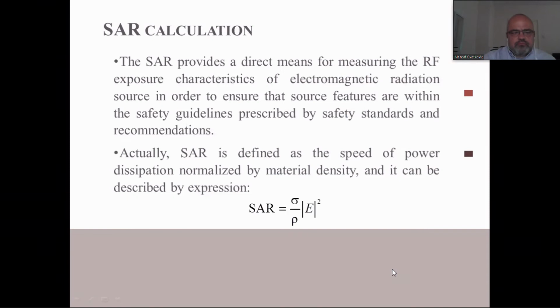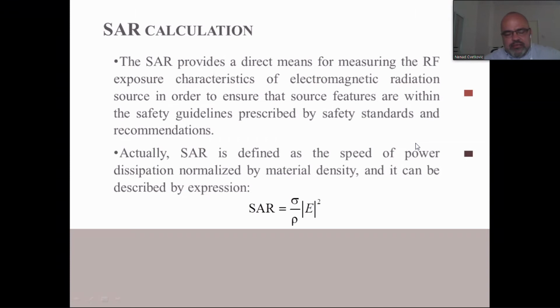The second parameter, which I have already mentioned, is the specific absorption rate, which is defined this way: specific conductivity with density ratio, and this is the intensity of the existing electric field. I believe, and I think the larger part of researchers believe, that this parameter describes the situation with the electromagnetic field better, because it illustrates the energy which is absorbed from the radiation source.